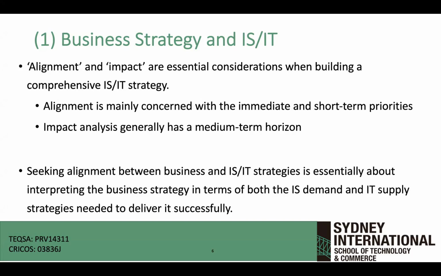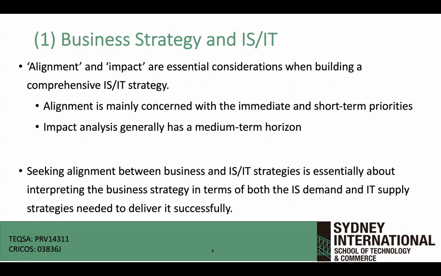It's really about how I interpret my business strategy, because my business strategy will help me identify what information I need. The information I need will help me understand the information system demand, and the information system demand will help identify the IT supply strategy. How can I get the things I need delivered to me? So I need to create that alignment between my business and my IS and IT strategies.